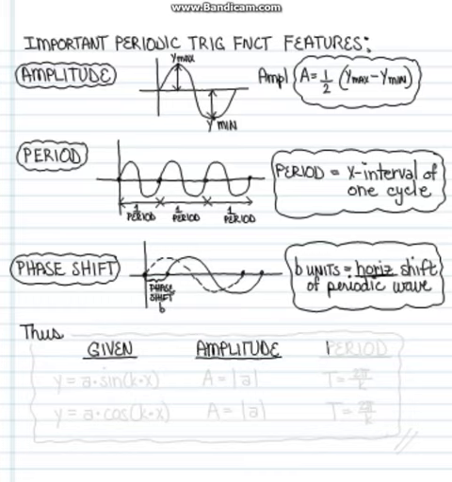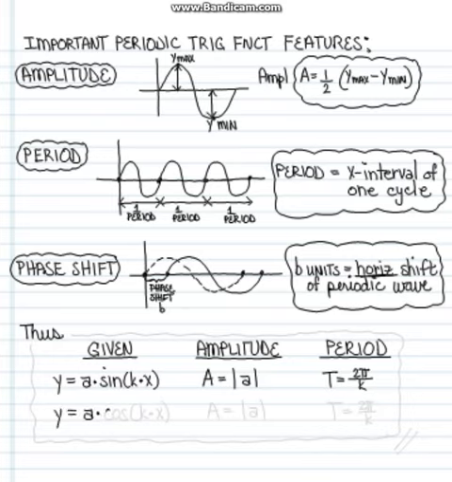Here are some important features of a periodic trigonometric function. We have something called the amplitude. The amplitude is a measure of half the difference between y maximum and y minimum. So you see here's y maximum in the sketch where the arrow is, and here's y minimum. If we take half of the difference between the two, that gives us what is called the amplitude A.